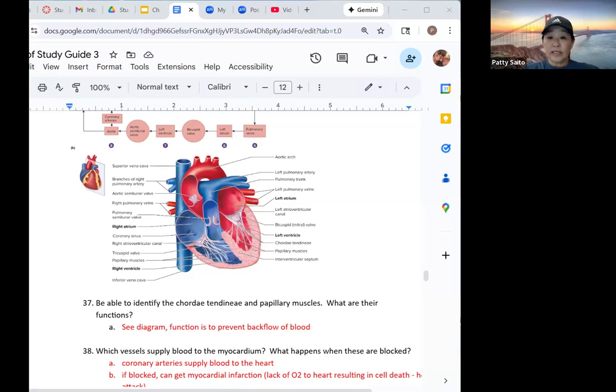So the first one is the brachiocephalic trunk. Okay, so that's this first one. Now let's look at that name. Brachiocephalic trunk. It tells you a lot. Brachio, remember, means arm. Cephalic means head. And it's a trunk, which means it's going to split.